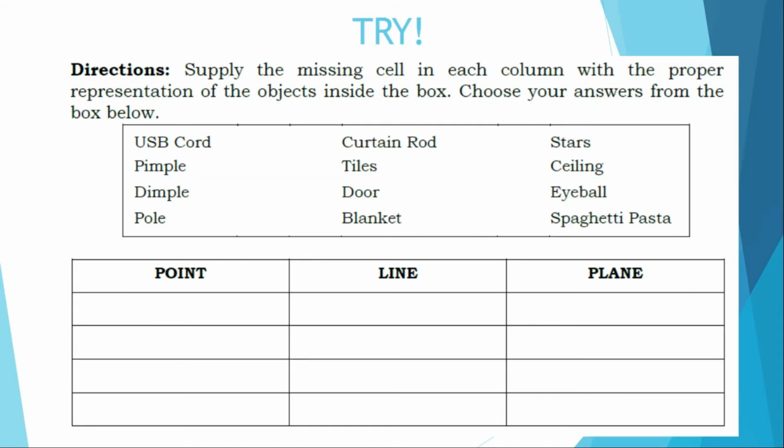Okay, so let's try the following exercises. USB cord, it is a line. Next, we have pimple. Pimple is a representation of a point. Next, we have dimple. Dito nakaliit na point. Para siyang point. O yan, pole. Flagpole, line. How about the curtain rod?